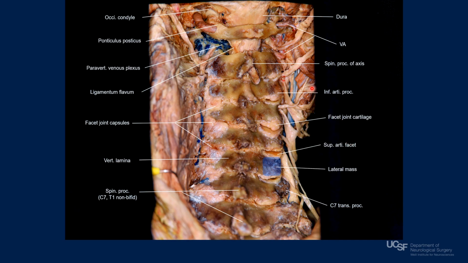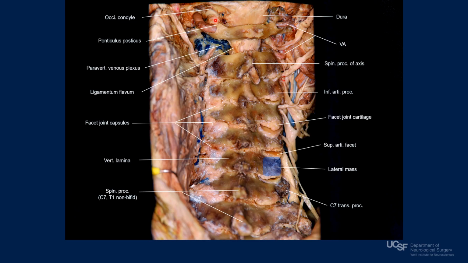From this posterior view of the cervical region and upper thoracic region, we can visualize two of the three joint complex. The complex that we're seeing here are the facet joints, one for each side, which are formed by this inferior articular process and the superior articular process of the adjacent vertebra. These joints are covered by a 1 to 2 millimeter thick layer of hyaline cartilage. The biomechanical function of each pair of facet joints is to guide and limit the motion between vertebrae.